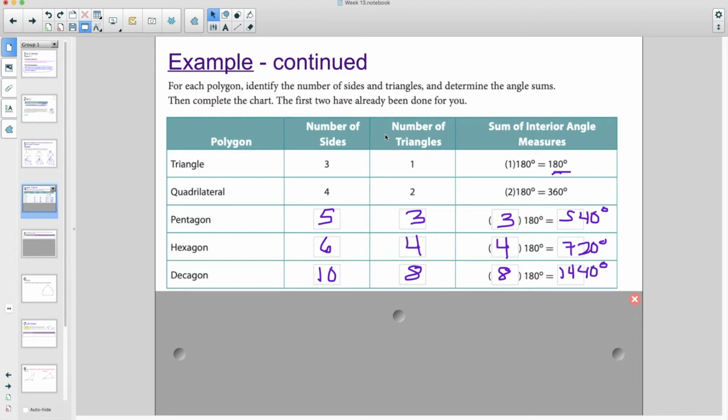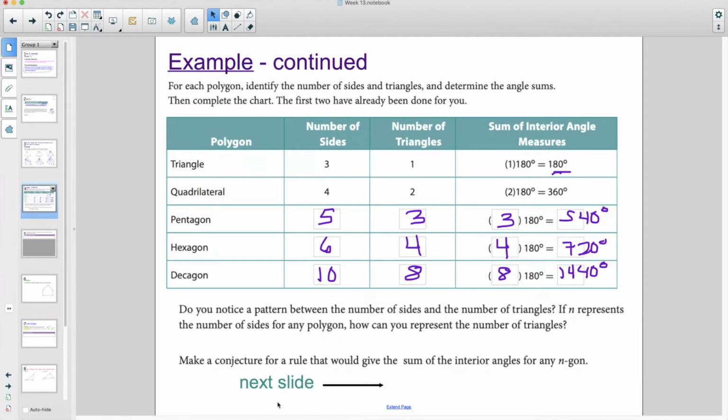There we go. Okay, so now can we turn this into a theorem that we can use to help us find the interior angles and solve problems? So that's where we're going next. Do you see a pattern between the number of sides and the number of triangles? You notice each of these is n minus 2, right? n minus 2, and then we times that value by 180. So let's turn this into a conjecture that we can use for any number of sides, an n-gon.